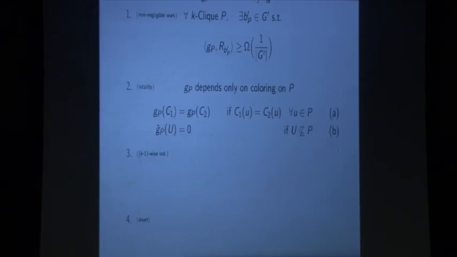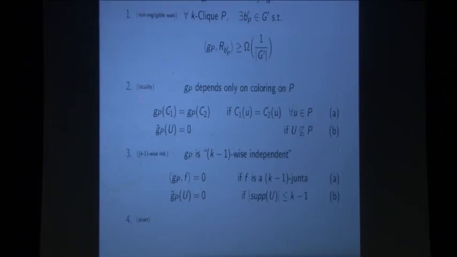Okay, that's locality. And the third condition is k-1 wise independence, which means it will be uncorrelated with any functions depending on few variables. So if f is a function that depends on at most k-1 variables, then the vector GP has to be uncorrelated with f. In Fourier analysis, it means that if the support of U is at most k-1, then the Fourier coefficient will be 0. Okay, good.